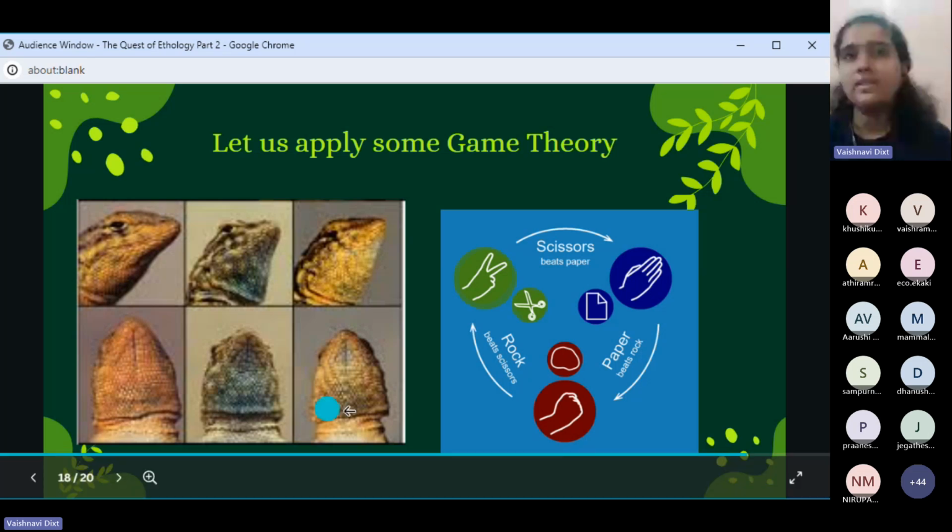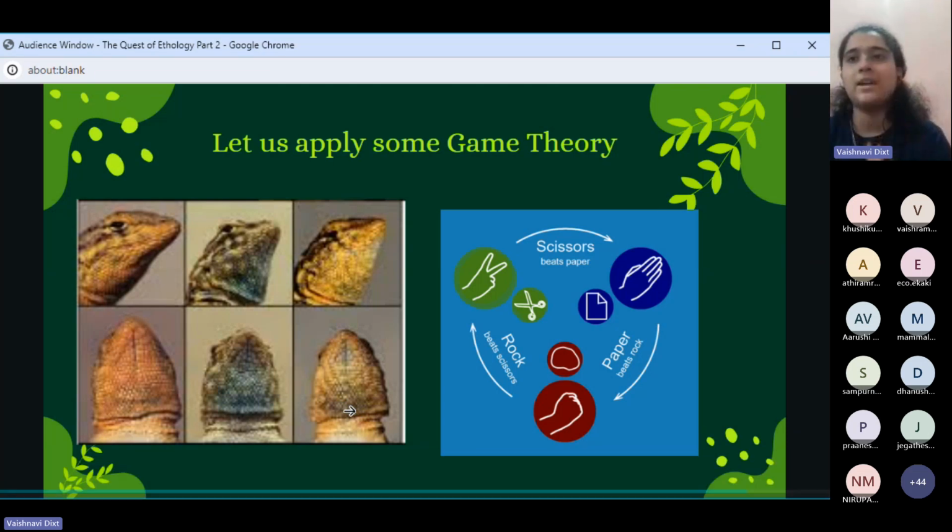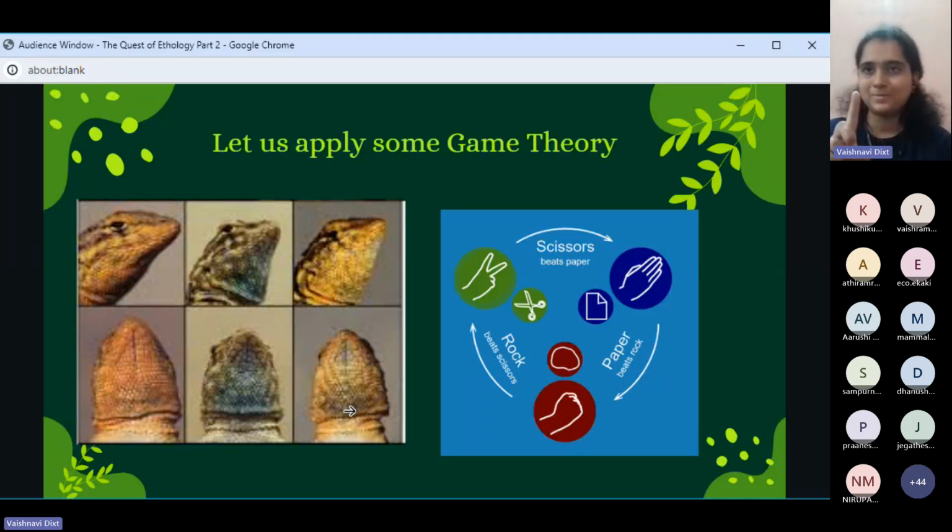And this is the yellow lizard. This yellow lizard is kind of girly and sneaky at times. It sneaks and mates by chance. So these are the three different types of mating which exist in one species, and these three different morphologies are for males.